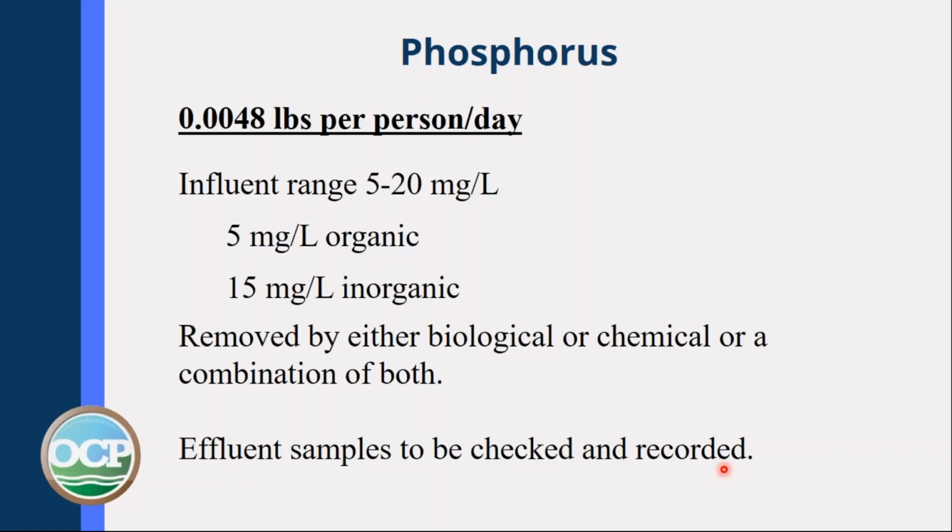So the range is 5 to 20 milligrams per liter. And again, maybe a third of that is organic. The ways that you can remove phosphorus is chemical or biological, or use a combination of both. And again, you are really not necessarily needing to test the influent, but you certainly will need to test the effluent and record the numbers.